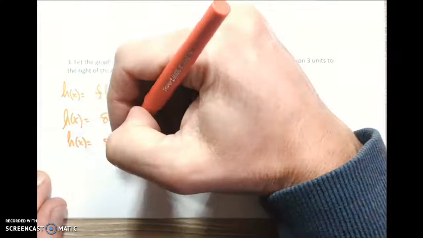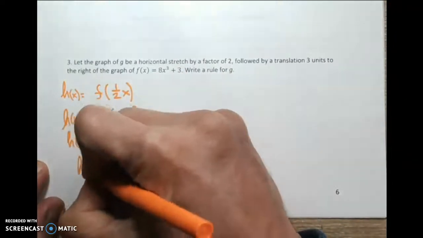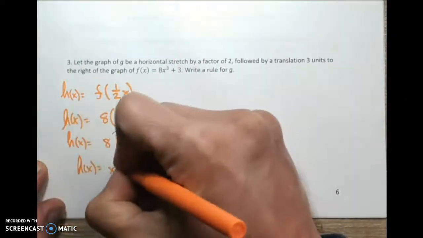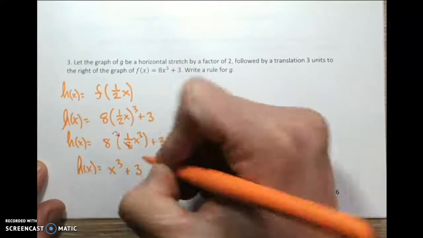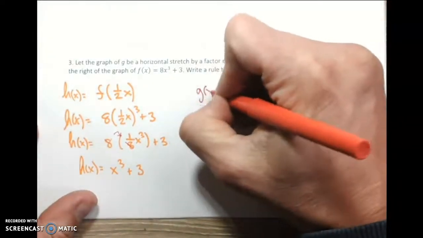I am going to go ahead and distribute this 8, which really means I'm just going to cross cancel those. Alright, so I'm going to be left with h of x equals x cubed plus 3. Alright, perfect. Nowhere else to go from there except to move on to the next part, and that is going to be a rule of g of x.